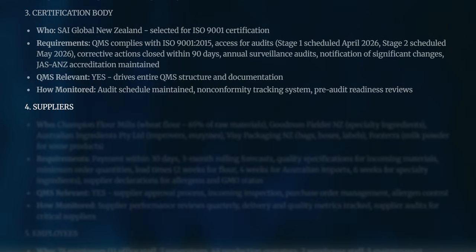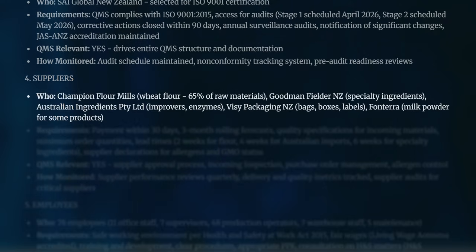The fourth interested party is suppliers. Who are the suppliers? For our exemplar company, we have Champion Flour Supplier, who supply wheat flour, 65% of raw materials for our exemplar company, and Goodman Fielder New Zealand, who supply specialty ingredients, and an Australian ingredients company who supply the improvers and enzymes, and Vessi Packing New Zealand, who supplies bags, boxes, and labels, and Fonterra, who supply milk powder for some products. So again, you list down all of your suppliers in your interested party register, okay?